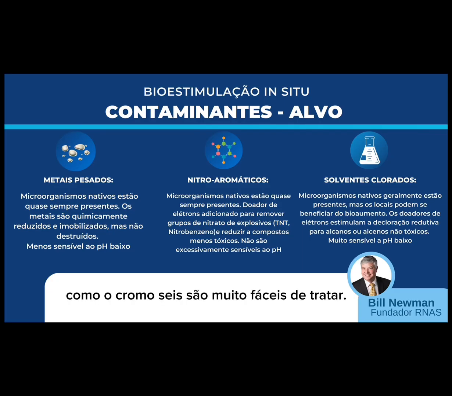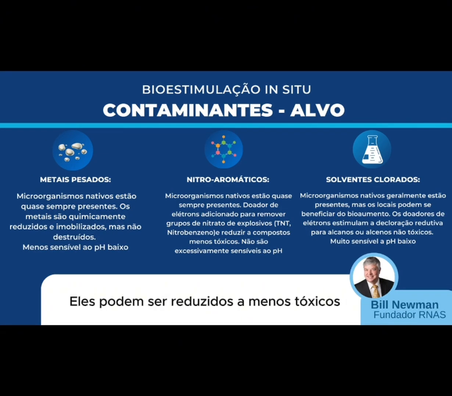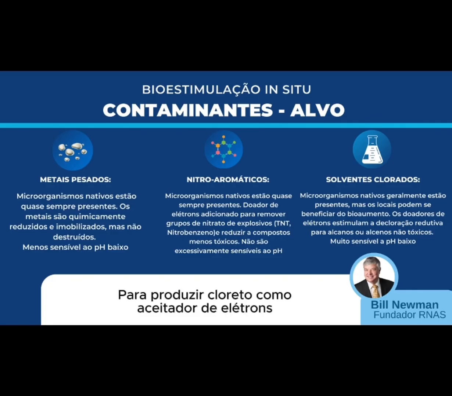Certain oxidized metals like chromium-6 are very easy to treat. They can't be destroyed, but they can be reduced to less toxic, less mobile compounds like chromium-3. Nitrated explosives like TNT, RDX, HMX. The microbes can utilize the nitrate as an electron acceptor and reduce those to less toxic compounds. And then chlorinated solvents, the microbes can remove the chlorine and use the chlorine to produce chloride as an electron acceptor and reduce those compounds to less harmful ethane or ethene compounds.